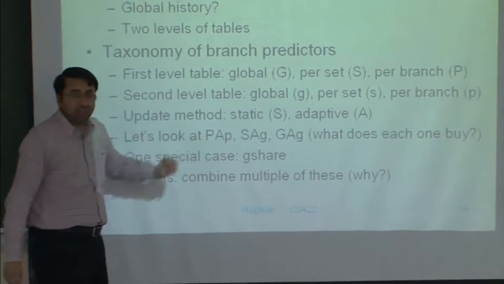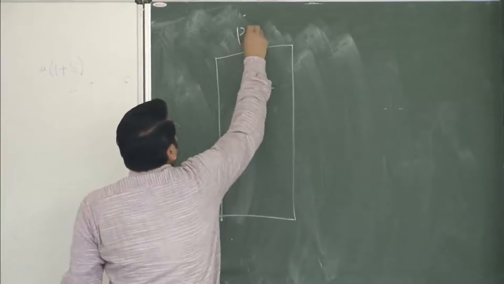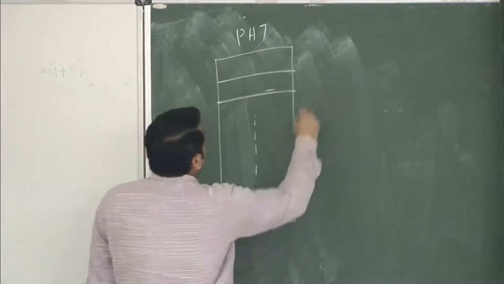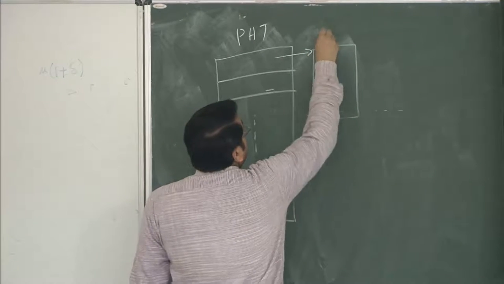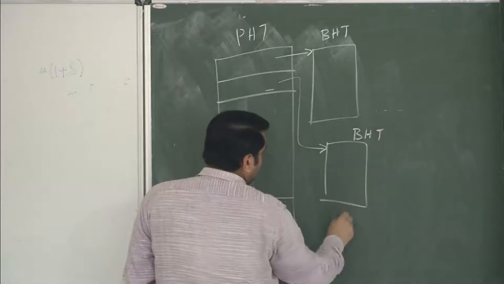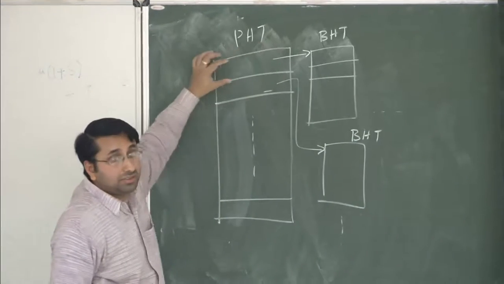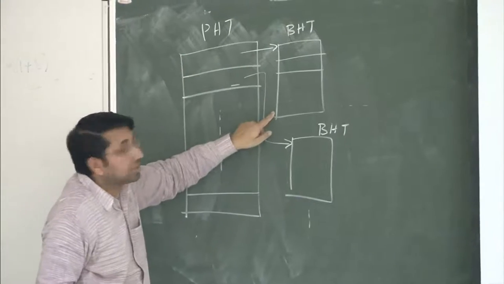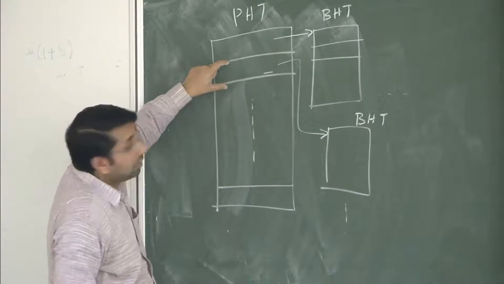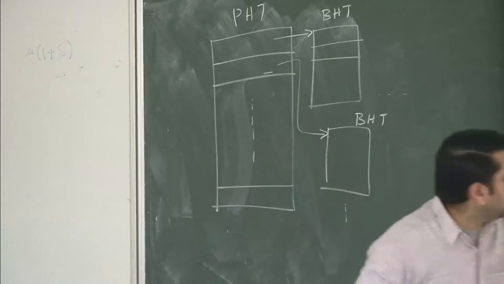So for example, what will a path predictor look like? I have a big first level table, and each branch gets one entry in this. This will point to one branch history table. This one will point to another branch history table, and so on. How will you update any entry here? You take the history here, whatever history you have, and that will be used to index into one of the counters here, and that counter will be updated. Similarly, the histories here will be used to update the counters here, and so on. Is it good or bad compared to that one?